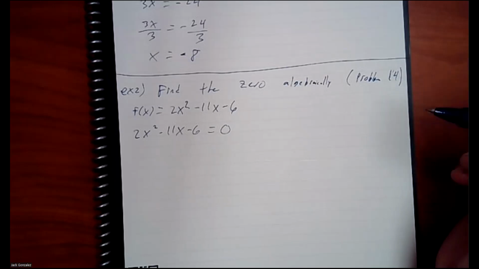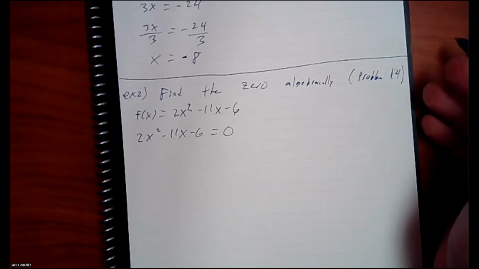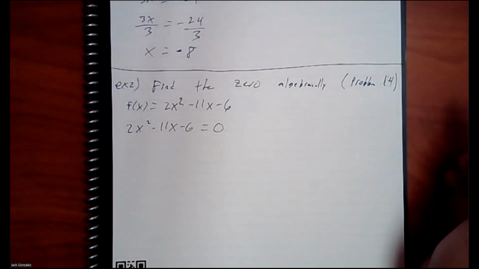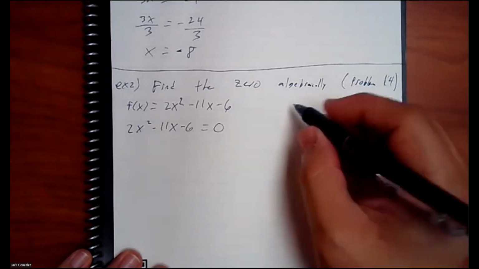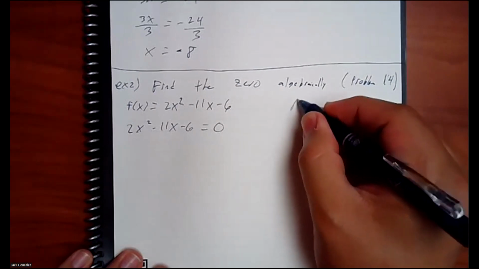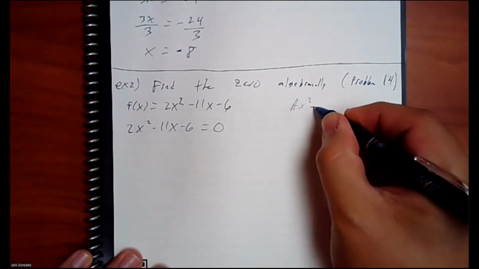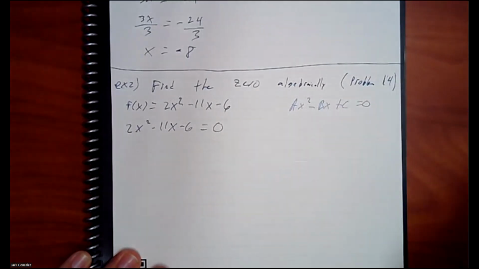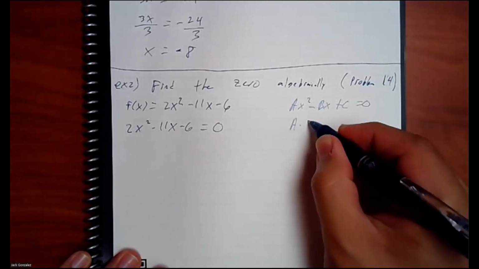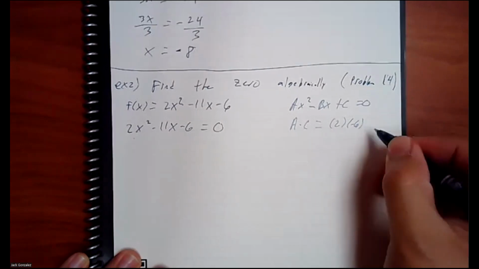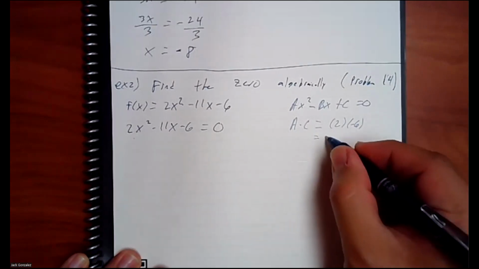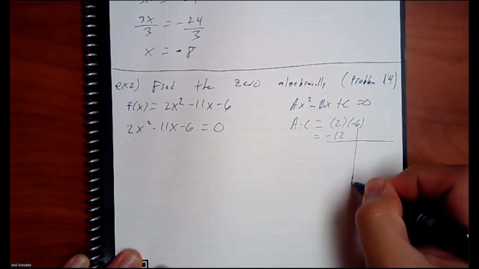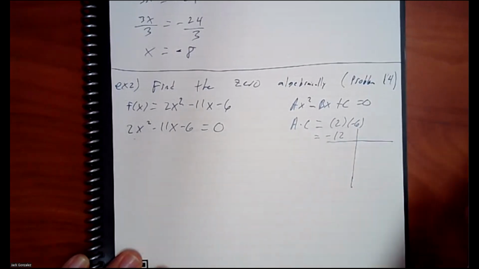So you can do the AC method or trial and error, or if you really want to, you can do the quadratic formula. But like I said before, that's the hardest way. So if you remember our AC method, that's the one I would like to use. A times C gives me -12, and then you look at these factors and see which one adds up to the middle term.